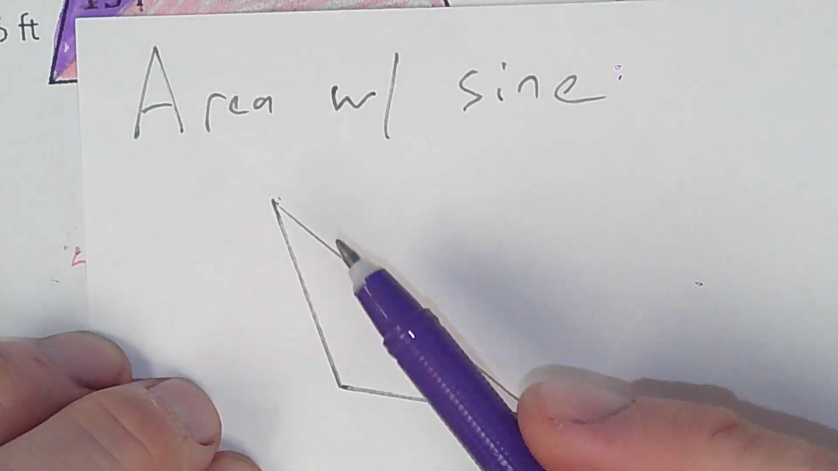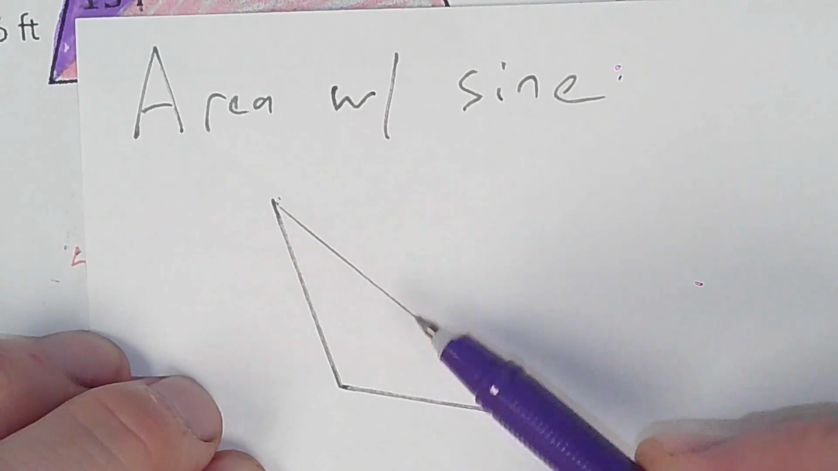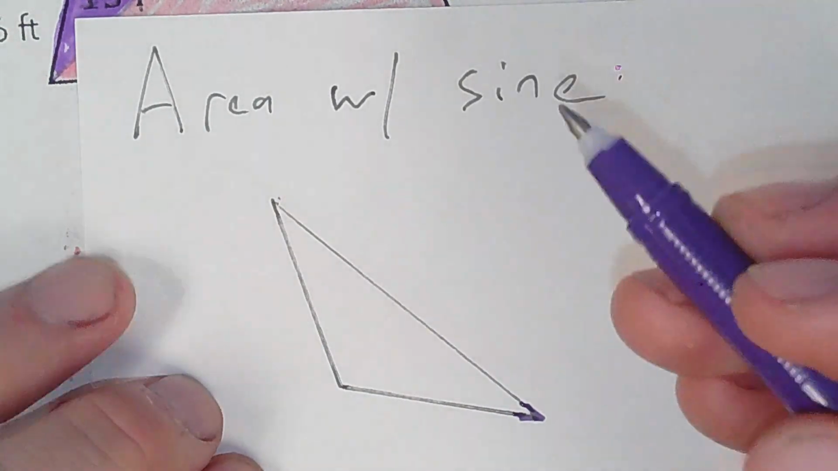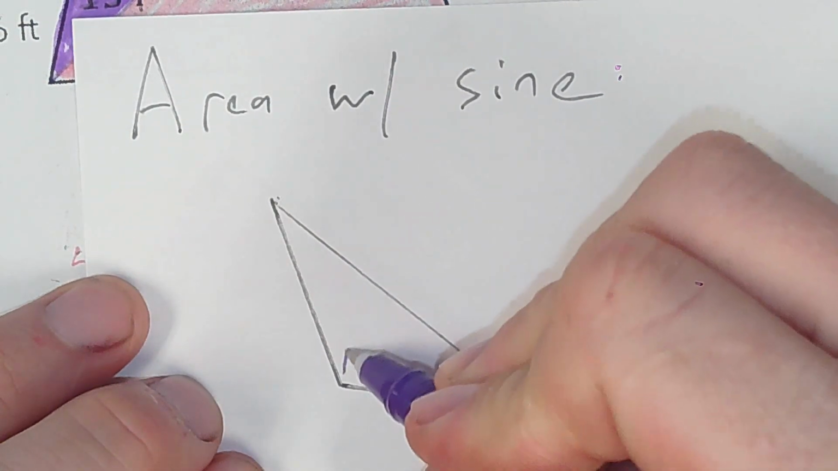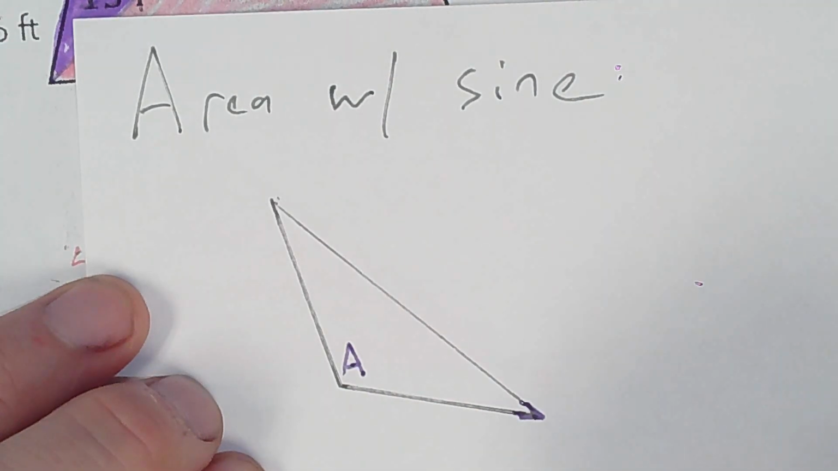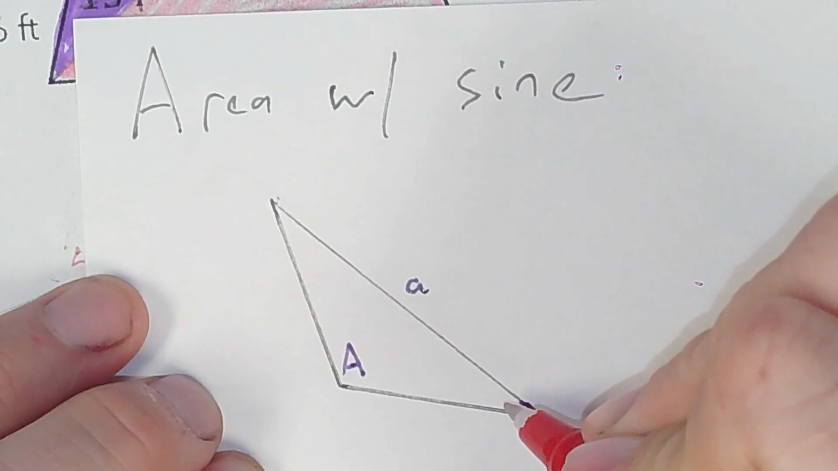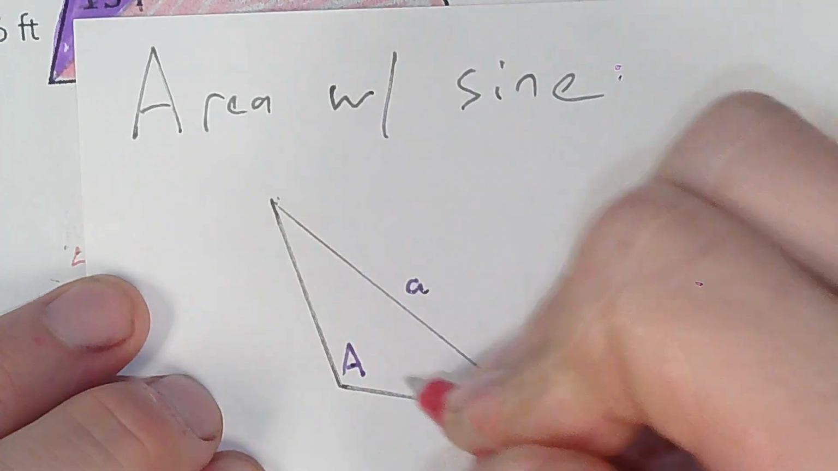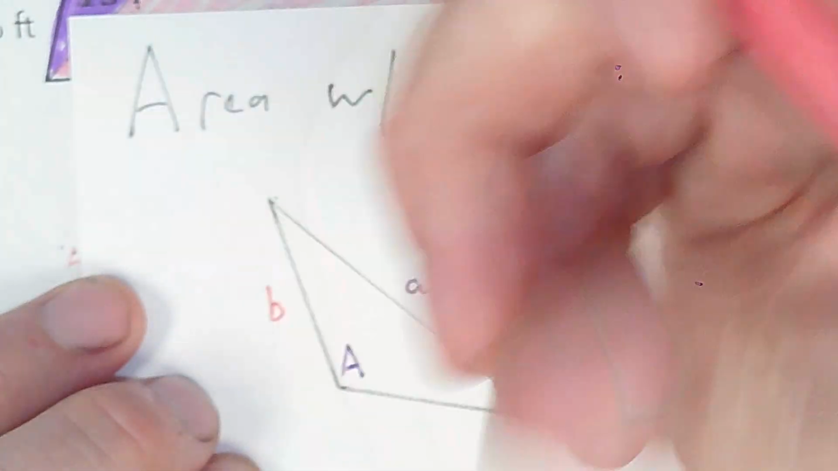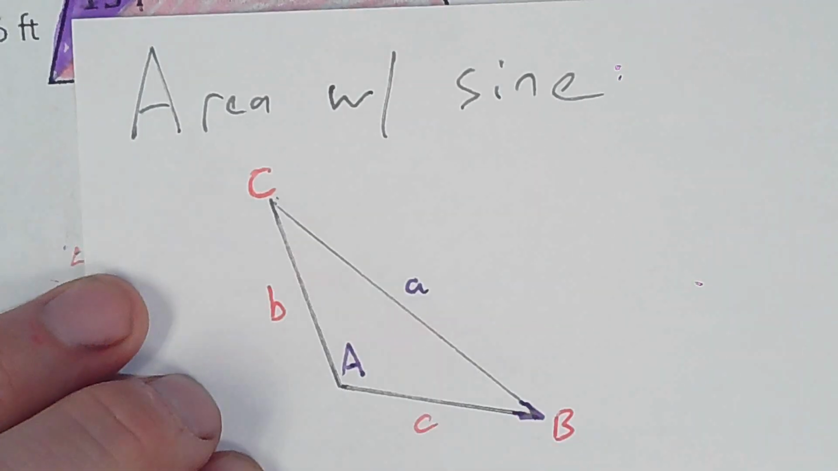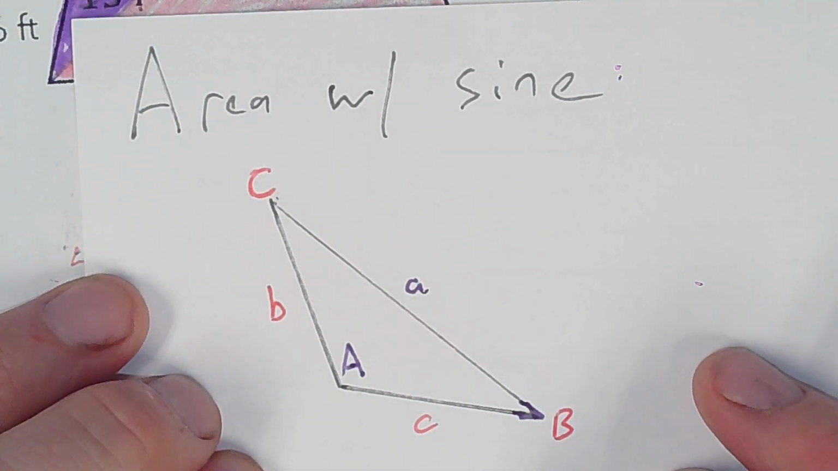Okay, so here's an angle. It doesn't have any sides that are congruent. It doesn't have any right angles or anything like that. Okay, but let's say I know this angle here, angle A right here. This is side A, and then I have angle B with the opposite side B, and then I have angle C with the opposite side C, right? I can figure out the area.